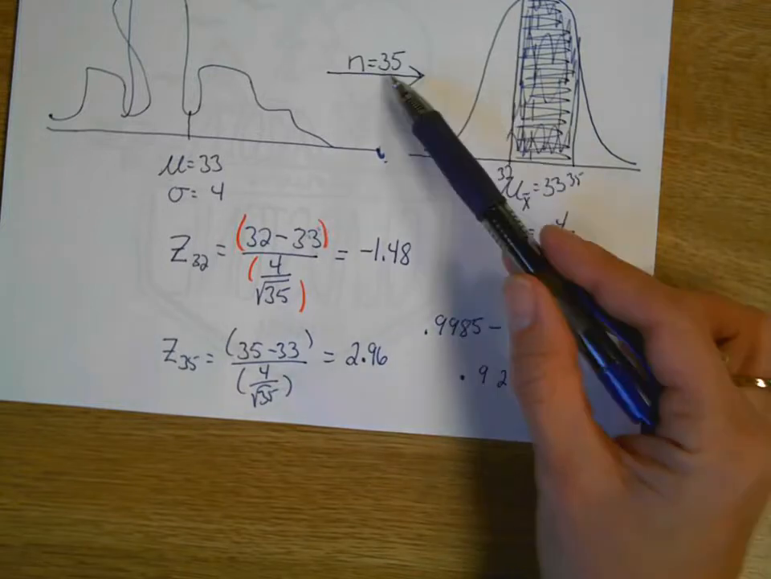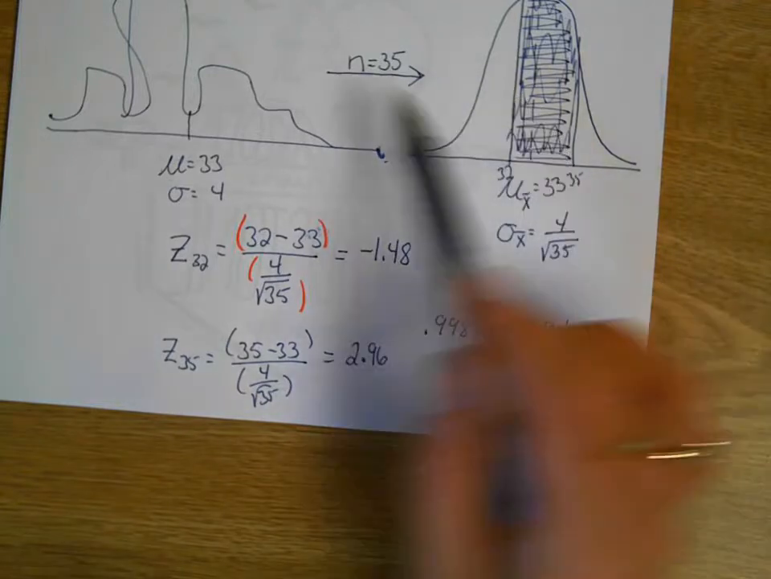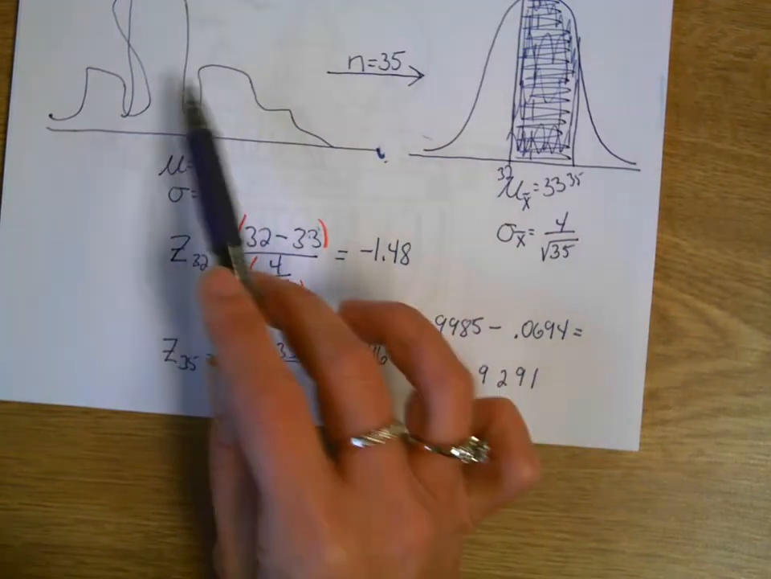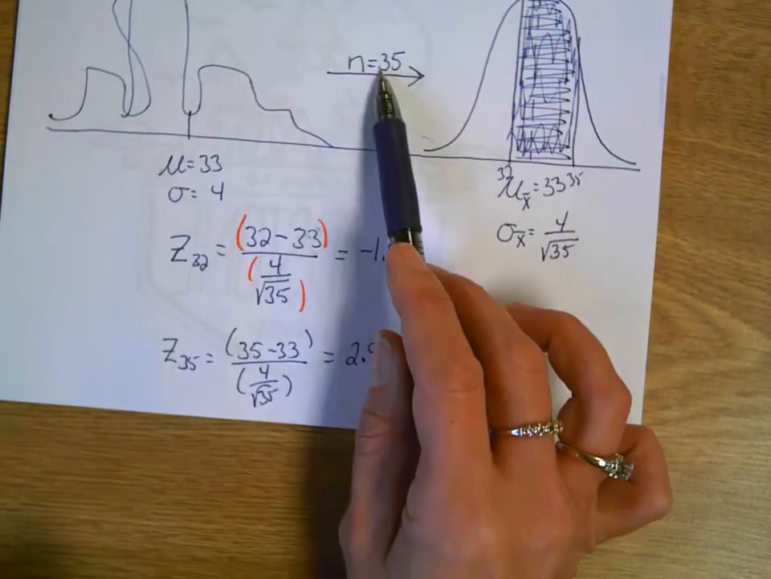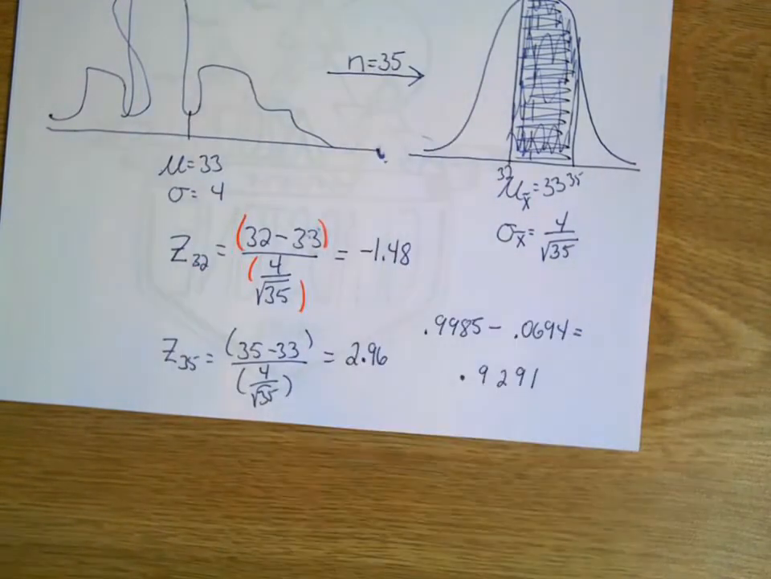Making sure that your new distribution's normal. So if they don't say anything about the first population, you assume it's not normal, then you've got to have 30. Otherwise, you can't do the problem.